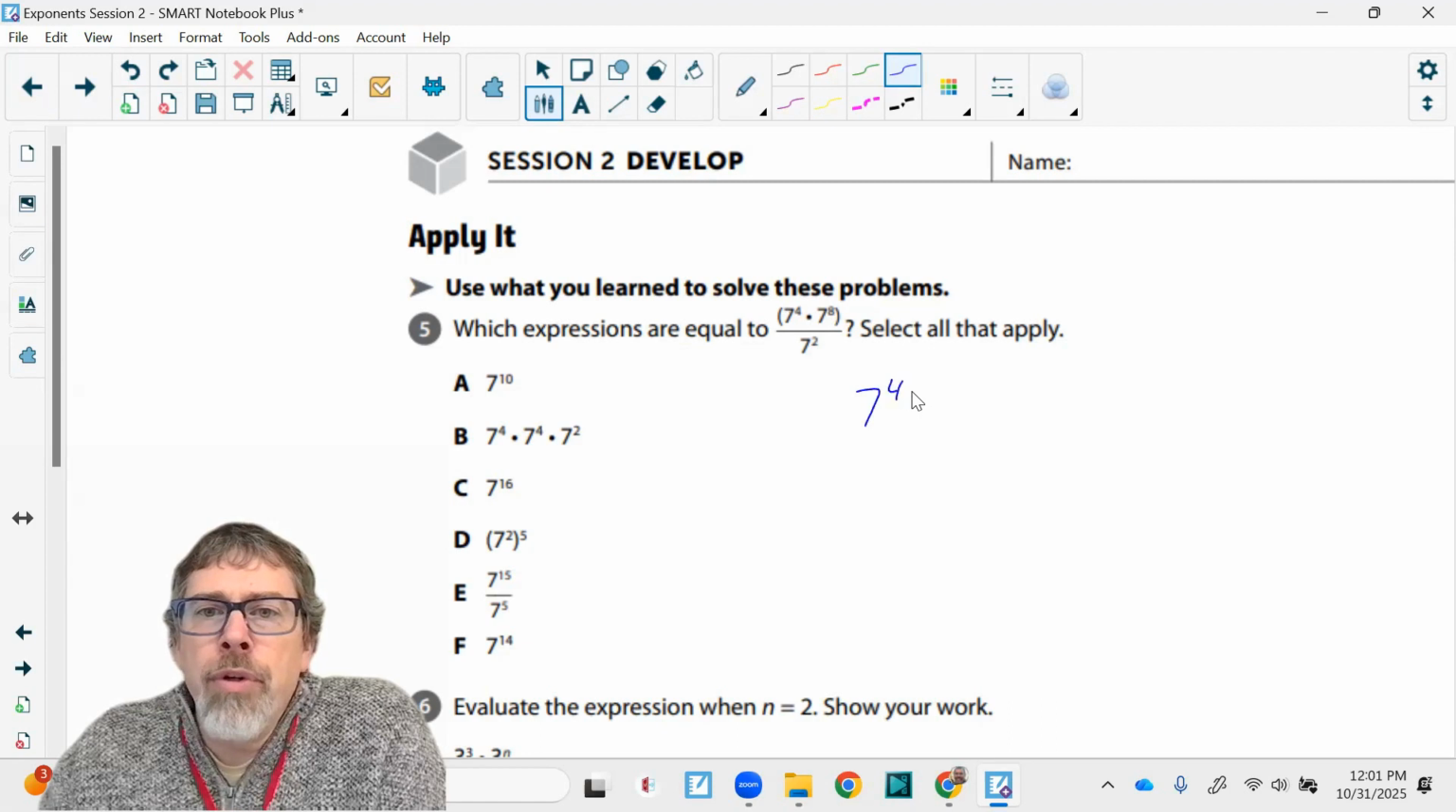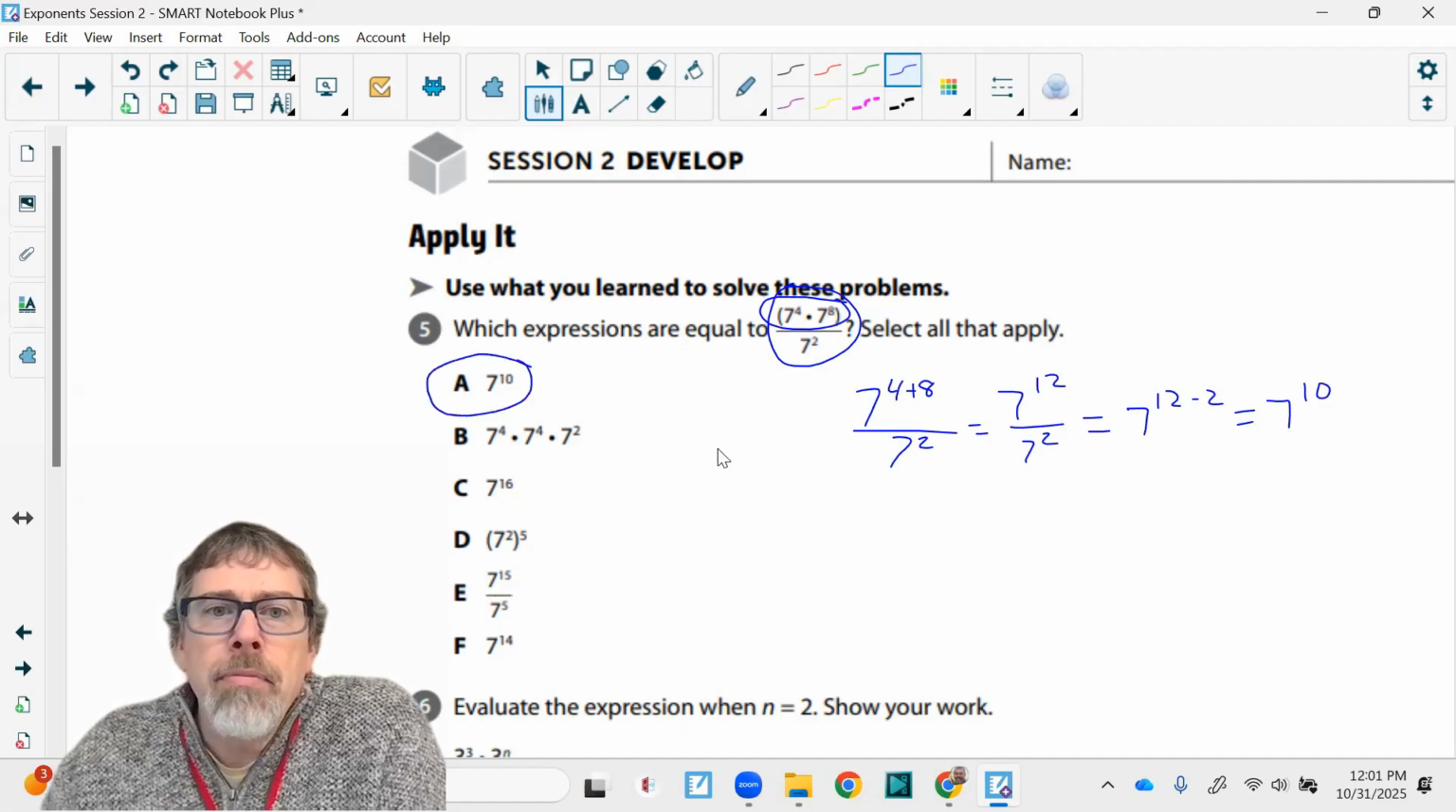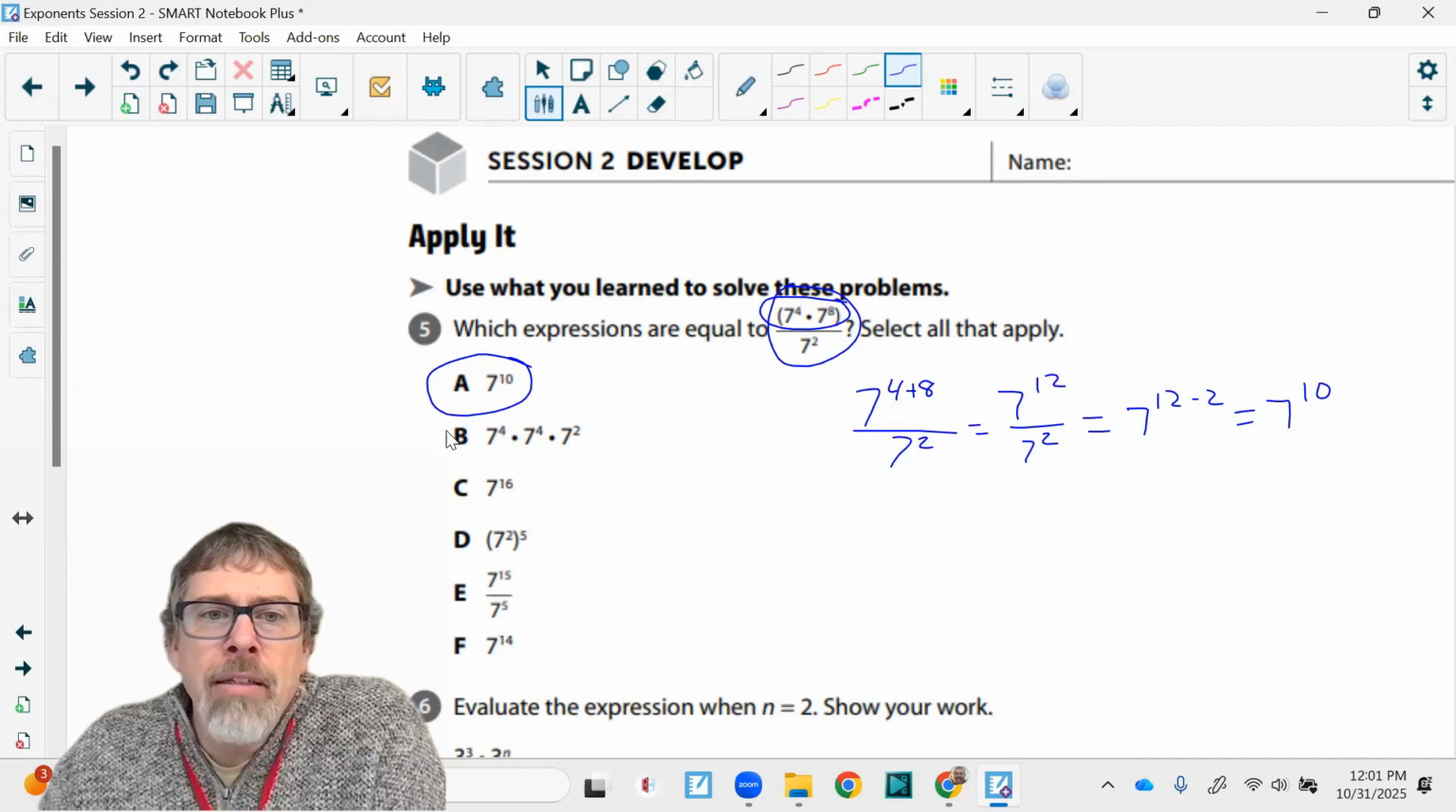Well, 7 to the 4th times 7 to the 8th is 7 to the 4th plus 8, over 7 squared. Well, this would be 7 to the 12th over 7 squared. Okay, and then we take 7 to the 12th minus 2, because when we're dividing, we subtract exponents. So when we're multiplying, we add, and when dividing, we subtract. And this becomes 7 to the 10th power. And 4 plus 4 is 8, plus 2 is 10. So that is equivalent. This is not.